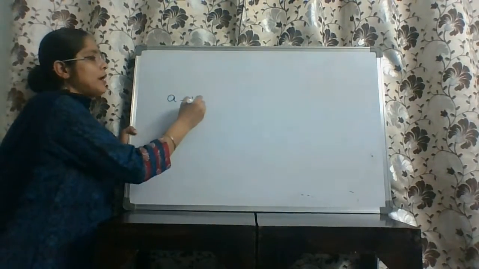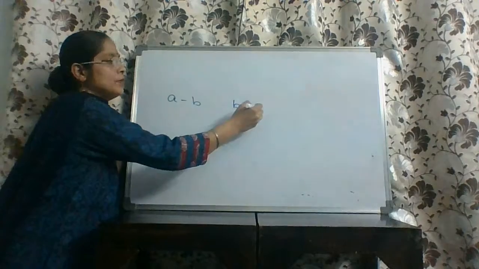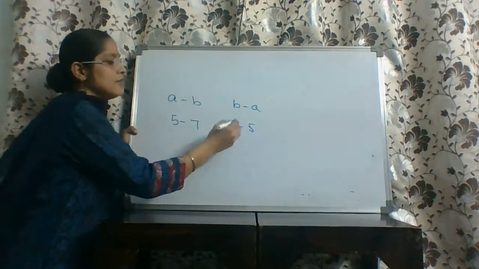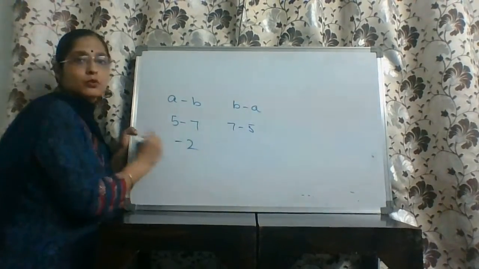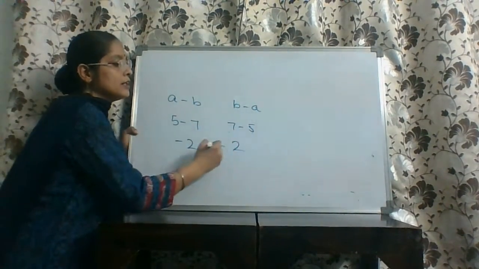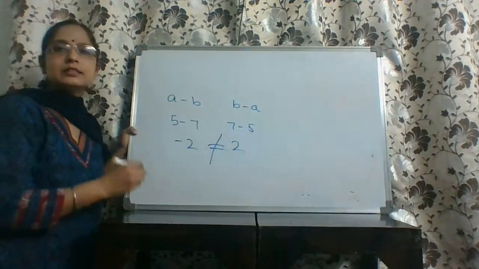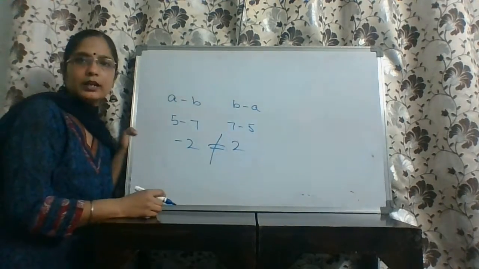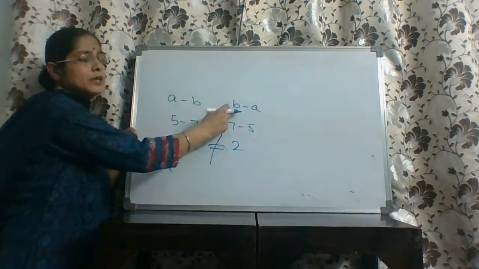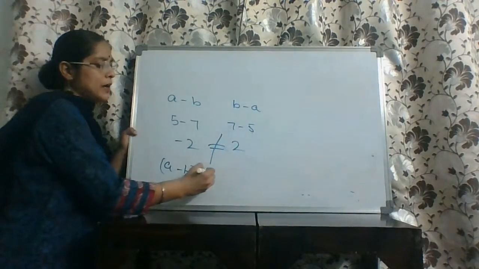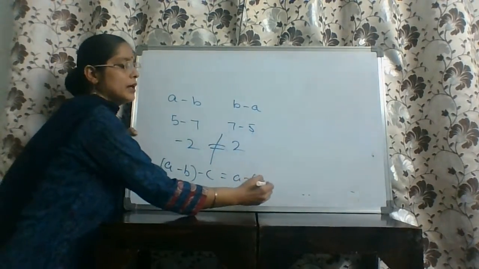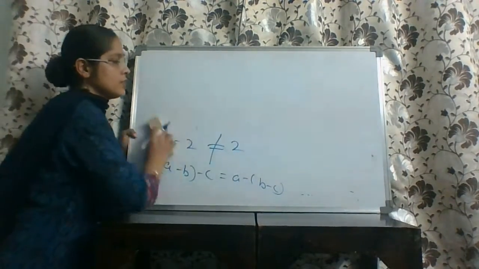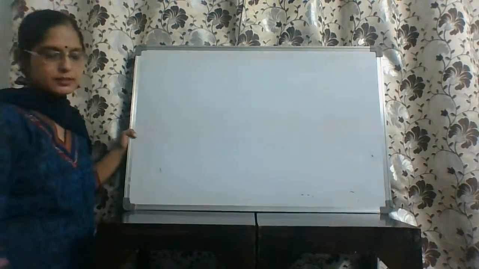Commutative property is a minus b should be equal to b minus a. 5 minus 7 is not the same as 7 minus 5. 5 minus 7 is minus 2. 7 minus 5 is 2. Minus 2 is not equal to 2. Hence, it does not follow commutative property. Similarly, it does not follow associative property. If it doesn't follow a minus b equal to b minus a, how can it follow (a minus b) minus c equal to a minus (b minus c)? It also doesn't follow. Now, let us come to a few questions on subtraction of integers.